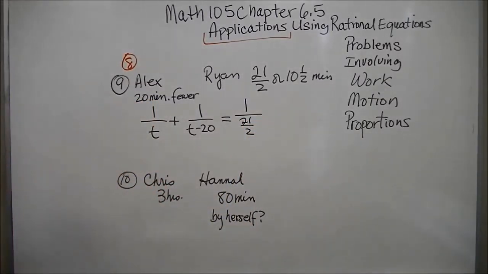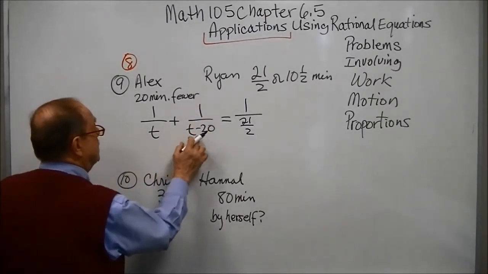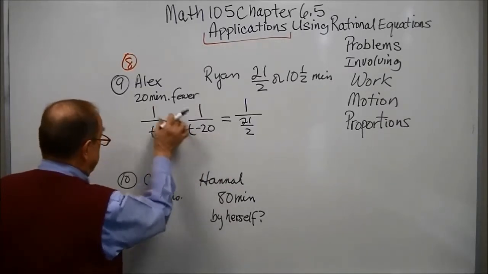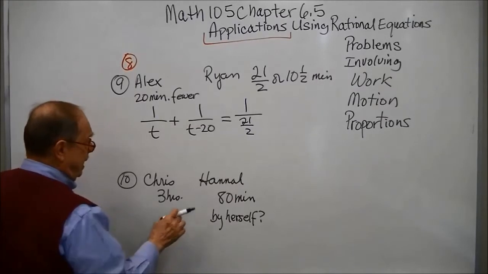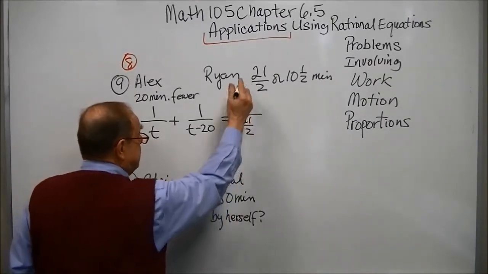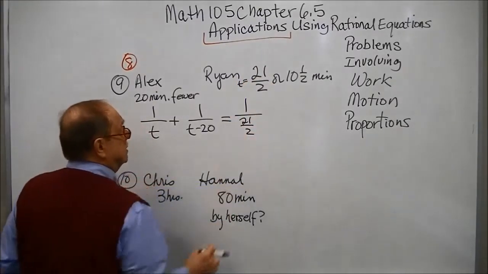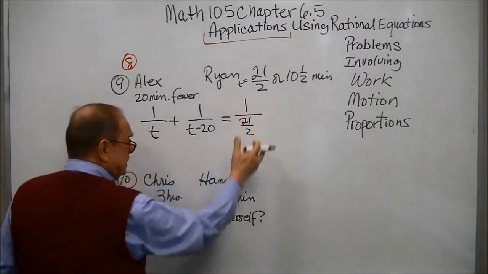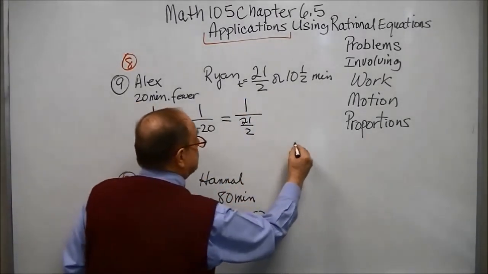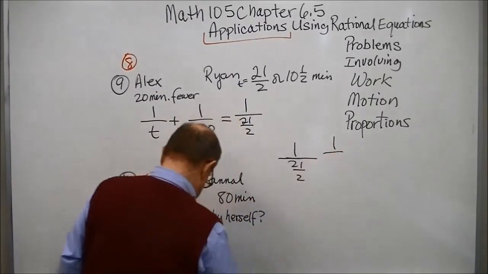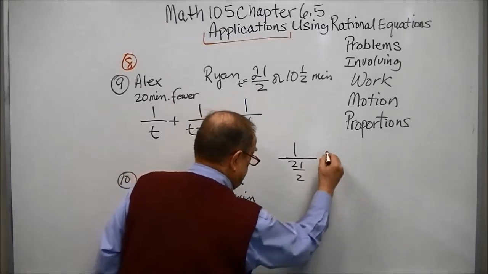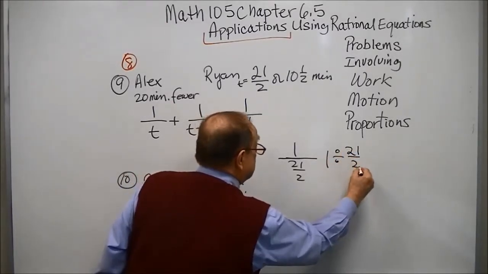And you might say, wow, that's a new thing there. And it takes a little figuring out what's going on. So 1 over t, 1 over t minus 20, that's what our information is. This will be Ryan, this will be Alex here. And this is the total time. Remember, the t equals that, and t usually goes on the bottom. So what do we do to kind of fix this up a little bit? Well, let's treat this over here. This is 1 over 21 over 2, which means 1 divided by 21 over 2.